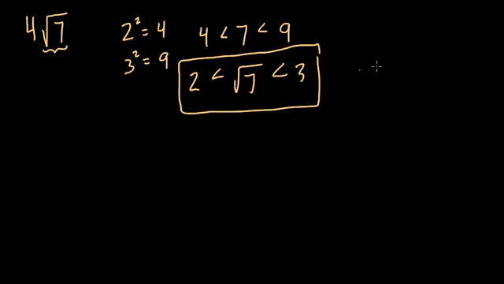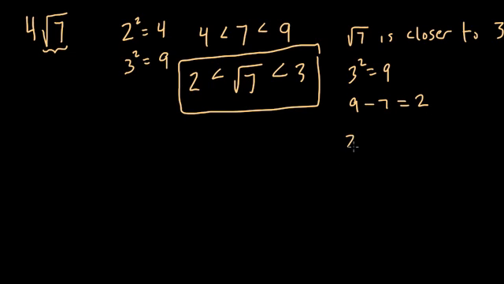What would we do? Well, first of all, the square root of 7 is closer to 3. Why? Well, remember that 3 squared is 9. And if we subtract 7 from 9, we get 2. 2 squared is 4. And if we subtract 4 from 7, we get 3. So if we look at the distance between 4 and 7, it's greater than the distance between 9 and 7. So that means 3 and the square root of 7 are closer together. So for a decimal approximation, we know it has to be greater than 2.5.